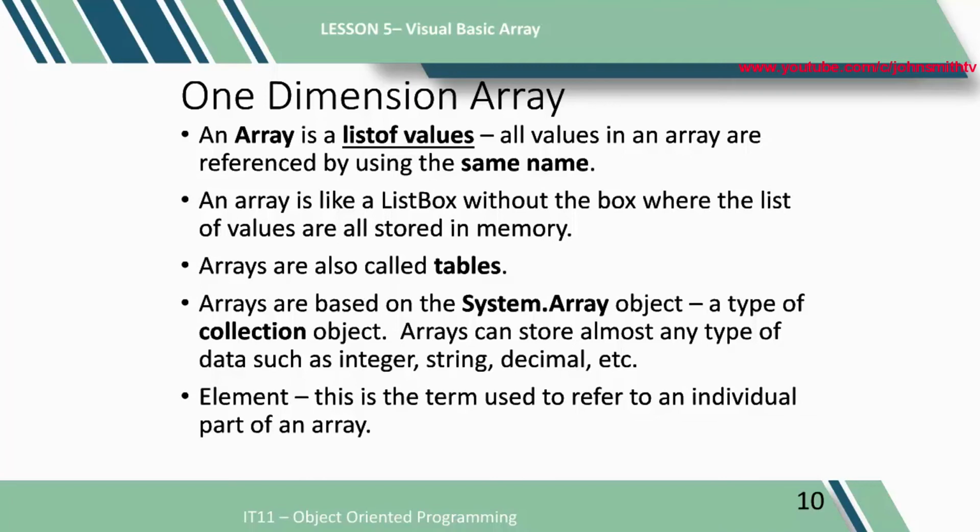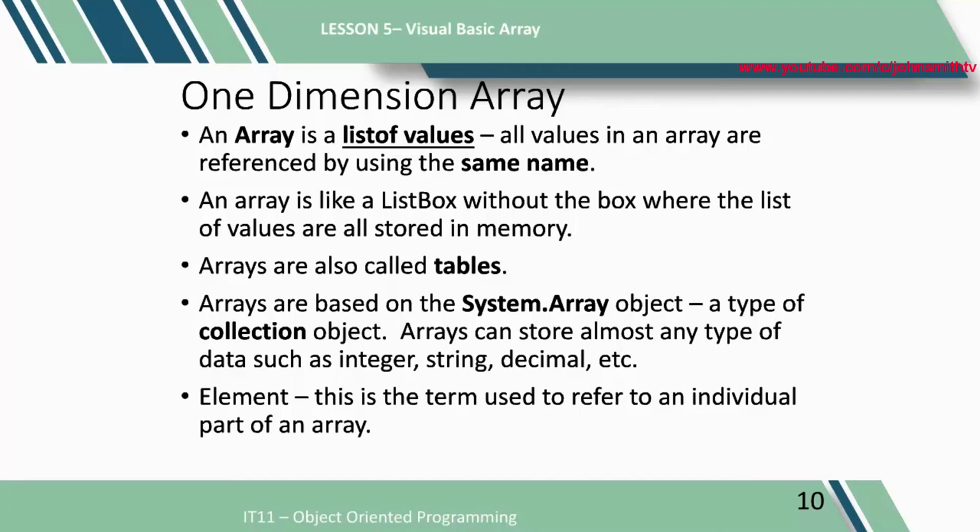Let's recall what we know. An array is a list of values. All values in an array are referenced by using the same name. An array is like a list box without the box, where the list of values are all stored in memory. Arrays are also called tables. Arrays are based on the System.Array object, a type of collection object. Arrays can store almost any type of data such as integer, string, decimal, etc.